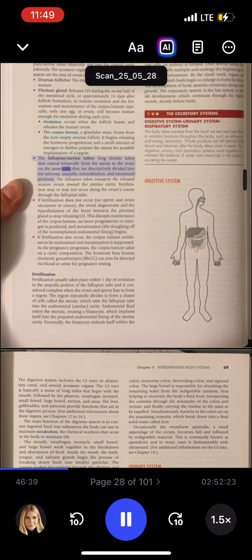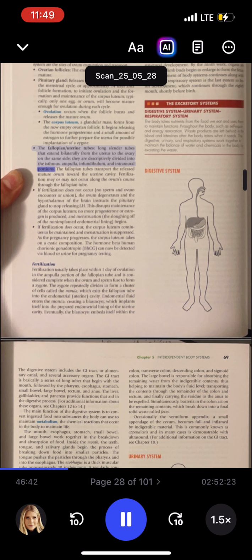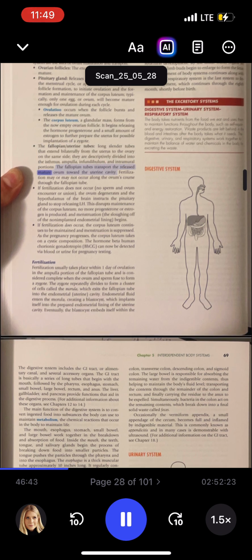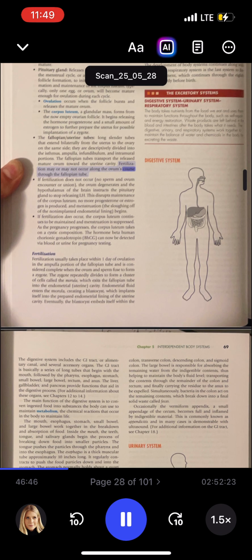The fallopian, or uterine, tubes are long, slender tubes that extend bilaterally from the uterus to the ovary on the same side. They are descriptively divided into the isthmus, ampulla, infundibulum, and intramural portions. The fallopian tubes transport the released mature ovum toward the uterine cavity. Fertilization may or may not occur along the ovum's course through the fallopian tube.